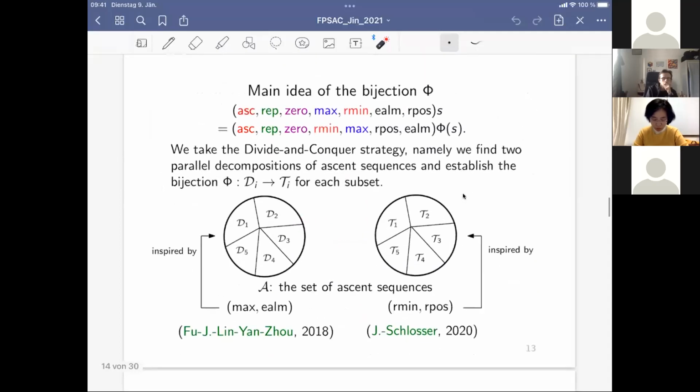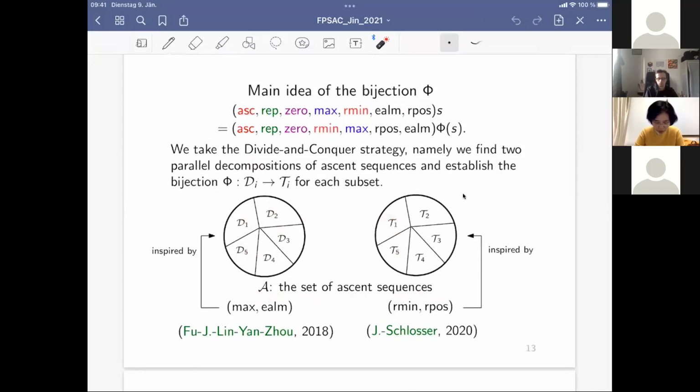So I will briefly present our idea how to construct this bijection phi. We take the divide and conquer strategy. That is, we find 2 parallel decompositions of ascent sequences. For each decomposition, we are able to divide the set of all ascent sequences into 5 disjoint subsets, D1 to D5, T1 to T5 respectively. And then we construct a bijection from Di to Ti.